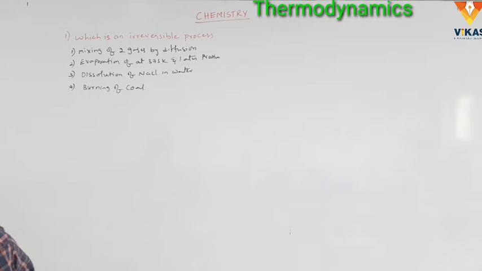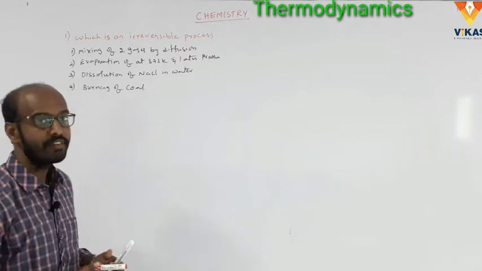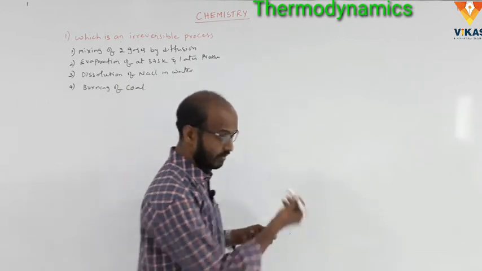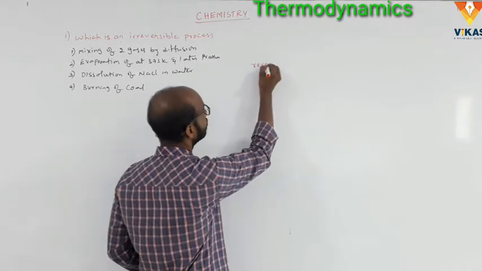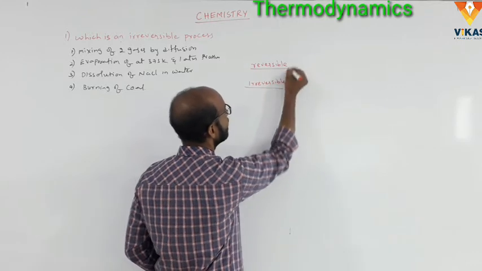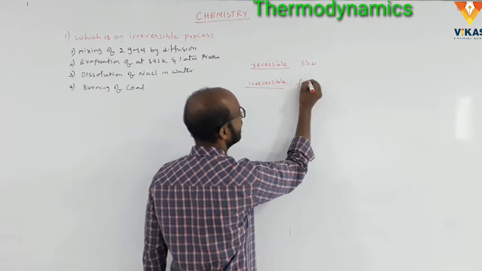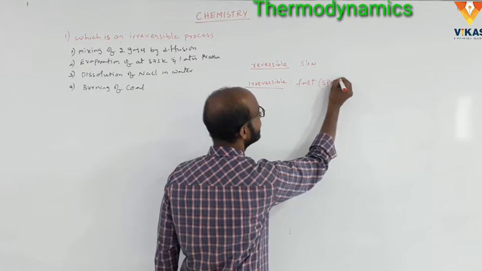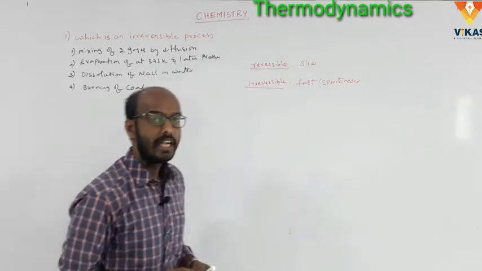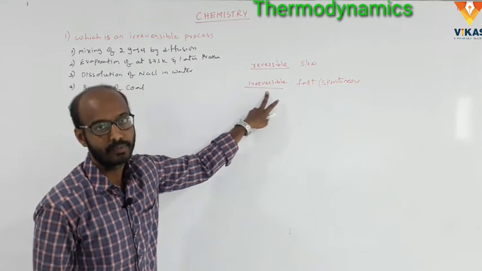The question is: which is an irreversible process? We know reversible and irreversible. Last class I discussed reversible and irreversible, so once again I will repeat it. Reversible is the slow process, and irreversible is the fast process, also called a spontaneous process. A reversible process occurs in an infinite number of steps, whereas an irreversible process occurs in finite steps, in finite time.